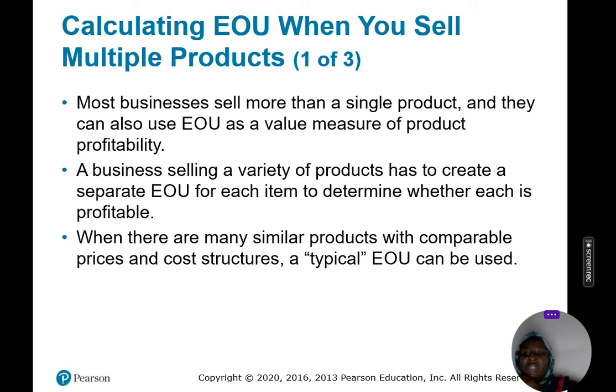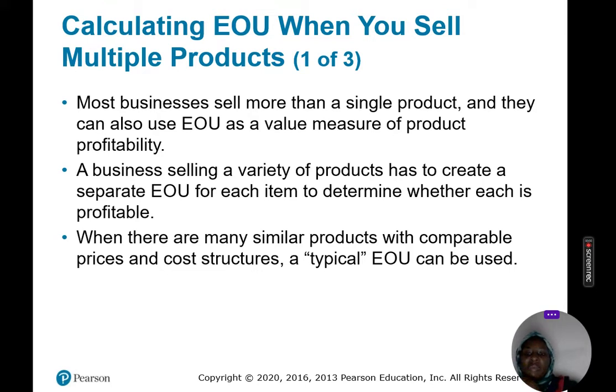Now, what if you sell multiple products? That means, for example, you're selling more than just one product, or a product has multiple parts to it. Most businesses sell more than a single product, and they can also use EOU as a value measure of product profitability.